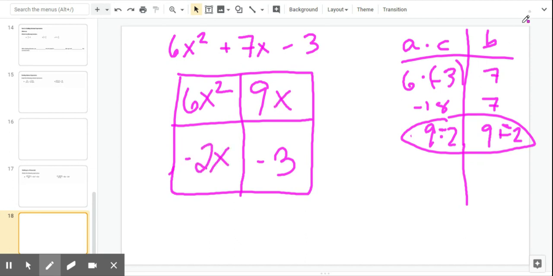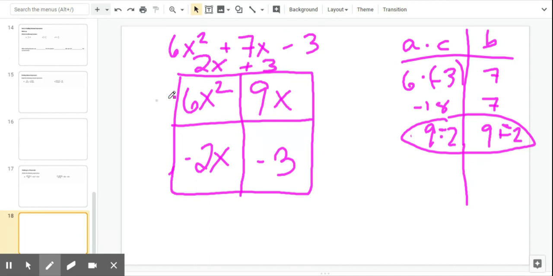And now let's go vertically and find our GCFs. So we have a 9x and a negative 3. We can take a GCF of 3 out of those. And it's positive because this top box is positive. Then we have 6x squared and negative 2x. So 2 goes into both 6 and negative 2. So I can take out a 2, and then we have an x squared and an x. So I'll take out an x.